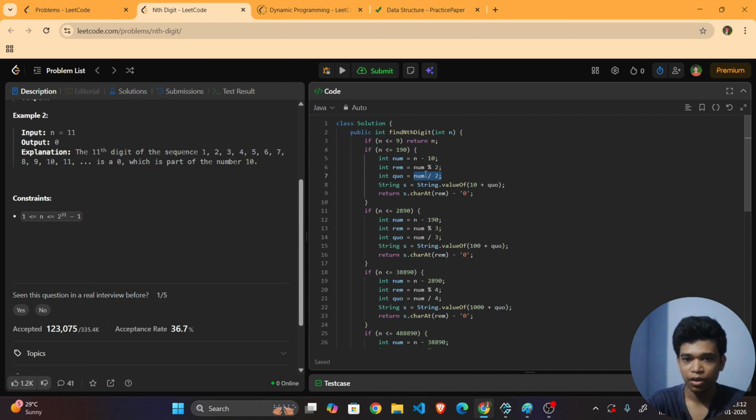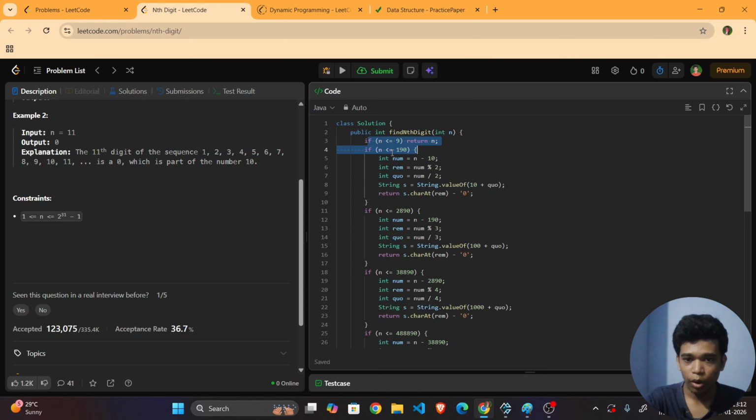Can you understand this? Okay, so this if condition, overall, what is it stating? I am finding the number of digits, whether it is lying in a 1-digit, a 2-digit, or a 3-digit number. So for that reason I am using this if.